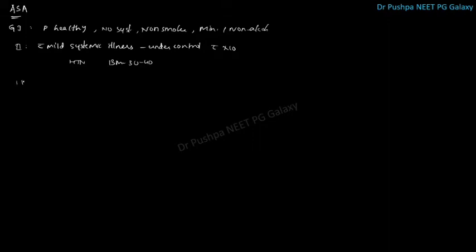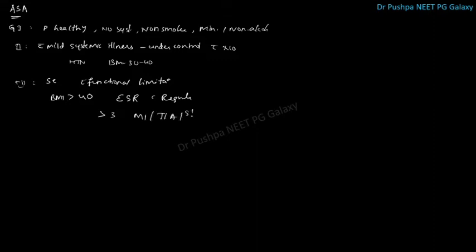social drinker. Grade 3 is, patient will be having severe systemic illness with functional limitation. Examples are uncontrolled diabetes, uncontrolled hypertension, stable angina, BMI more than 40, alcohol dependence, end stage renal disease on regular dialysis, and more than 3 months history of myocardial infarction, transient ischemic attacks, any stents.